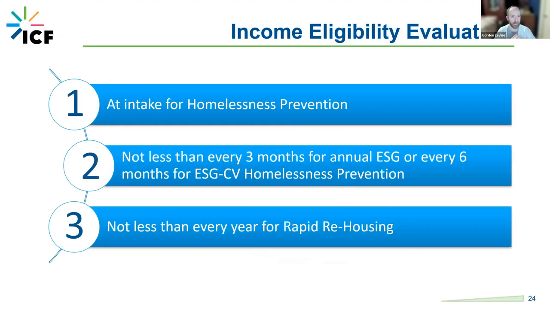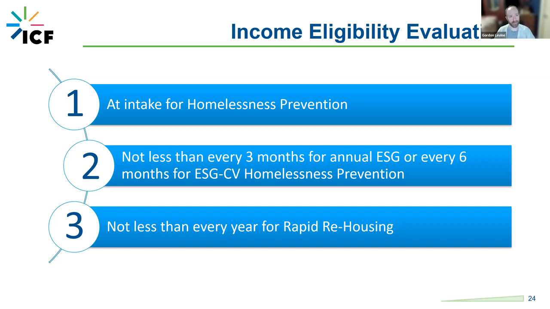So, income eligibility evaluation. Here is when you are assessing income eligibility. One, at intake for homelessness prevention. Two, not less than every 3 months for annual ESG or every 6 months for ESGCV for homelessness prevention. Or for rapid rehousing, three, not less than every year.